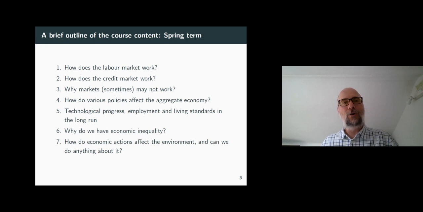This will open the floor for a limited but vital policy intervention in areas which, if left on their own, will lower the quality of our lives. And we'll close the second term with special topics such as technological progress, inequality, and also the environment. And those topics will be a primer on a whole lot of third-year special modules at Royal Holloway Economics.